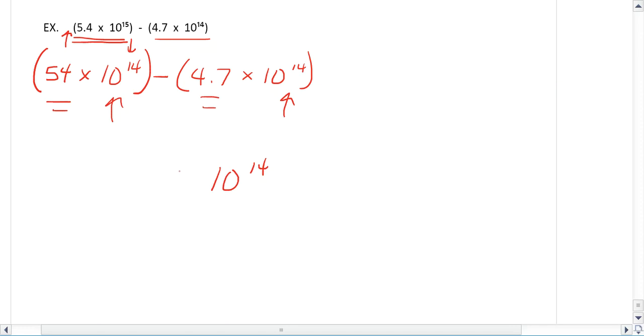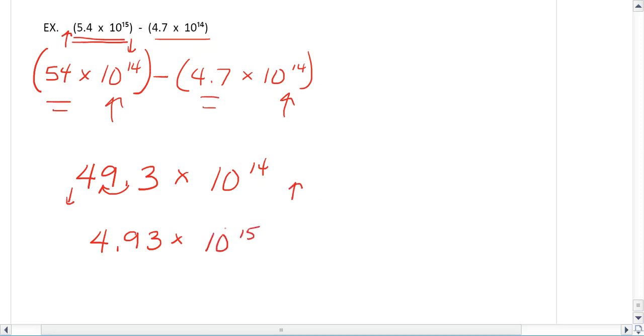And now you can go ahead and subtract 54 minus 4.7. I got 49.3. So now this is the right answer, it's just not in correct form yet. So we need to adjust, moving the decimal point over so that I have one digit in front. This becomes 4.93. I went from 49 to 4.9, so I made this number smaller. Therefore, I have to make my exponent bigger by 1. And now my answer is correct, and it is in correct scientific notation.